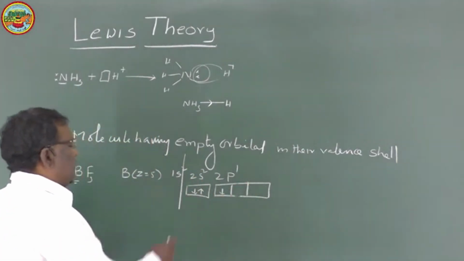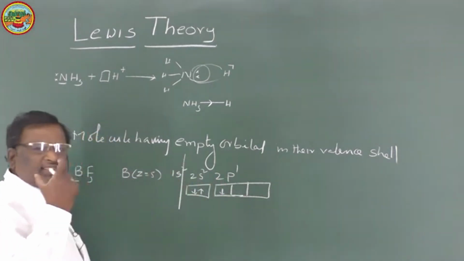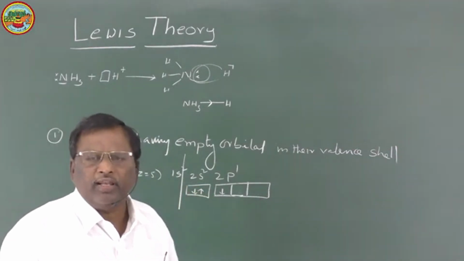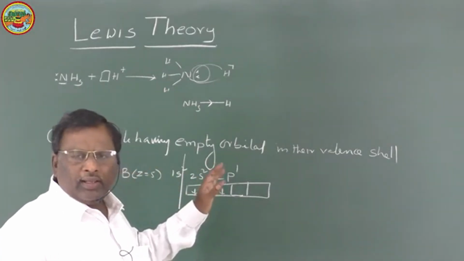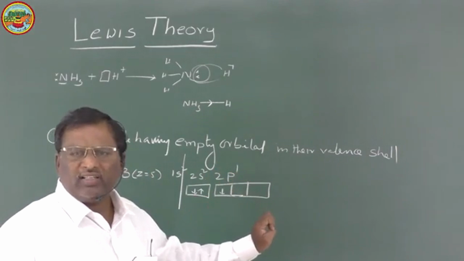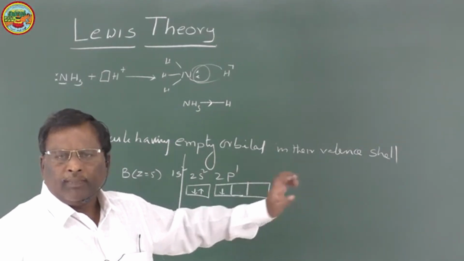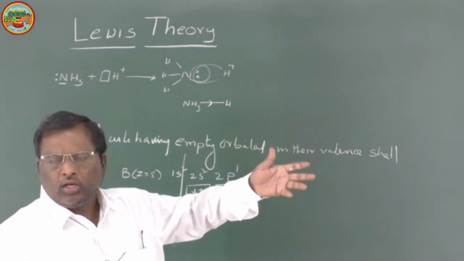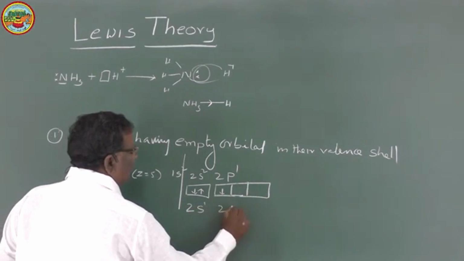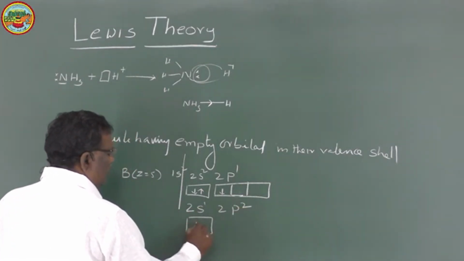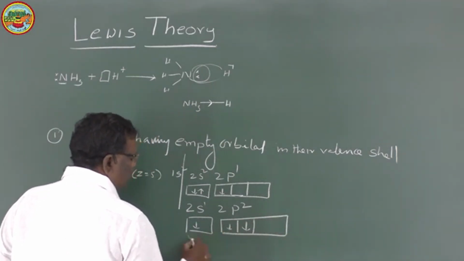In the excited state, a 2s electron will enter the empty p orbital, because the energy of 2s and 2p is almost equal in boron and the energy difference is very small. When chlorine or fluorine approaches, this s electron is excited and enters the 2p orbital. Then the electronic configuration becomes 2s1, 2p2. Now one half-filled s orbital and two half-filled p orbitals are present.